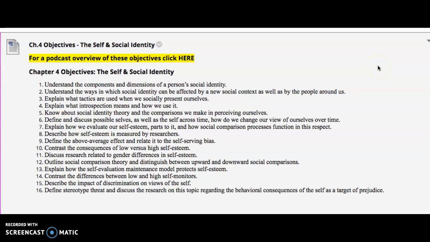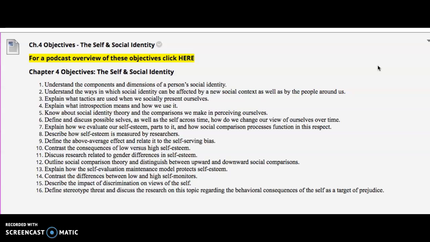This is a podcast overview for the objectives for Chapter 4, the Self and Social Identity. In this chapter, we're going to be looking at the different components and dimensions of a person's social identity. This is pretty much the ways that a person is affected by the world around them, by the groups they're a part of, the family that they're born into, and how that helps shape and form who they become and who they see themselves as in society. So that's kind of the first part of understanding what social identity is all about.